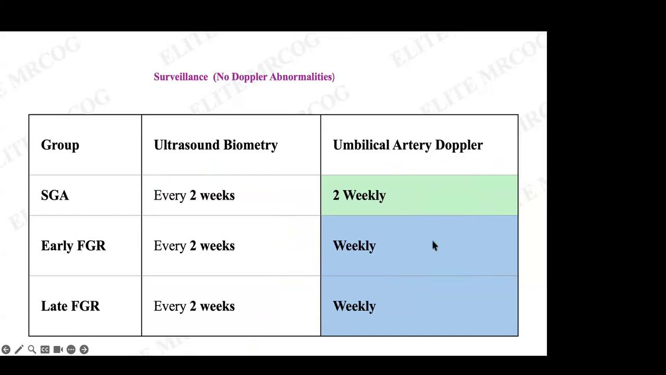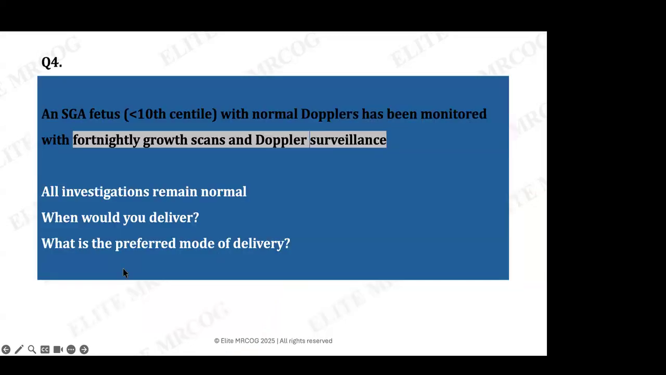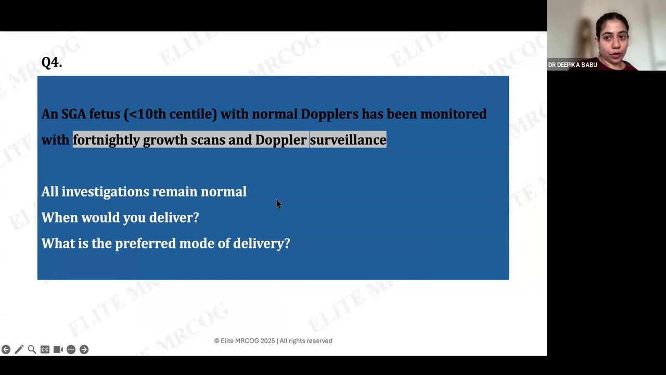Clear. Okay. Next question. SGA fetus. We diagnosed it as SGA fetus, less than 10th percentile. Somebody who was low risk, identified on the scan, less than 10th percentile with normal Dopplers. We have been doing fortnightly growth scans and Doppler for her. All investigations are normal. Okay, she's almost term now.